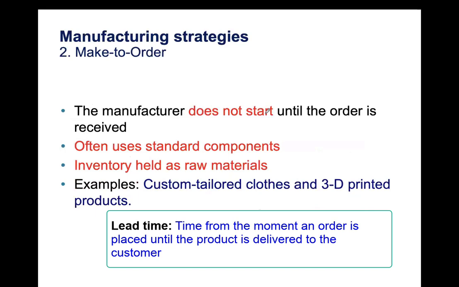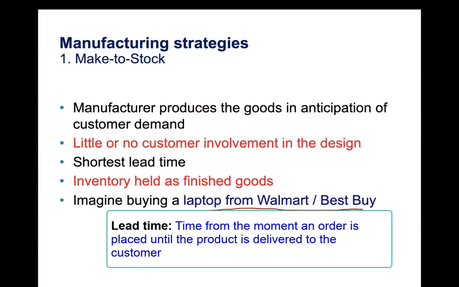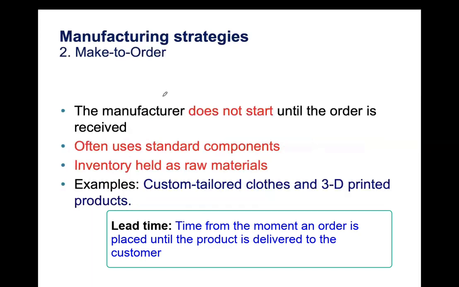In make to order, the manufacturer does not start until the order is received. This is in sharp contrast to make to stock. In make to stock, a company has already made items, but in make to order, the manufacturer does not start until the order is received from the customer. They often use standard components and inventory is held as raw material. Some examples include custom tailored clothes and 3D printed products. Now, a 3D printed product could be made of plastic, it could be made of wood or metal.